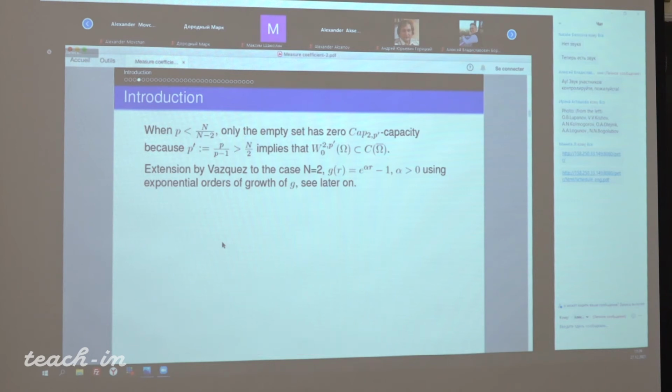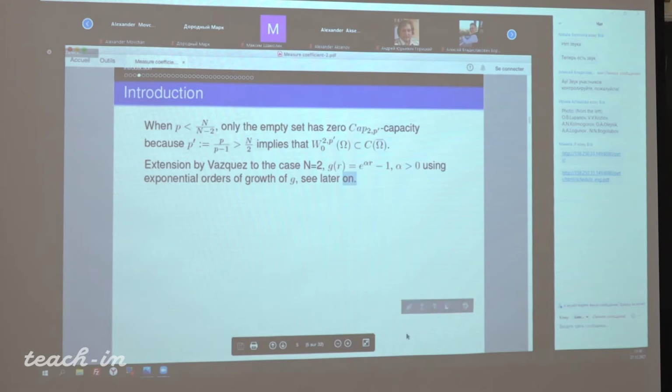And there was a very nice extension by Vazquez. In that case, the model case is linked to the exponential of the function, like g of r is exponential of alpha r to the power 1, and the rho is linked to the exponential orders of rho's of g, and we will see later on.